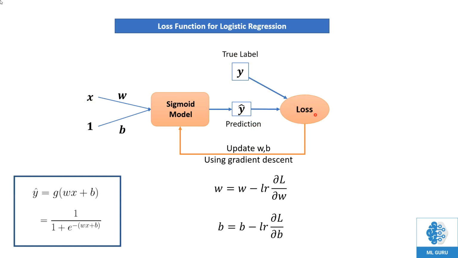Once you calculate your loss, you have to back propagate this loss to your model so that it can update its learnable parameters. The learnable parameters are nothing but your weight w and bias b. Then how will we update these values? We will update them using the gradient descent update rule. It is a similar procedure to what we had done in the case of regression. The only difference is your model was a linear model, here it is a sigmoid model.